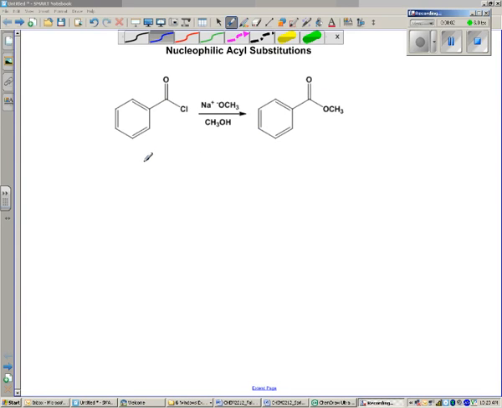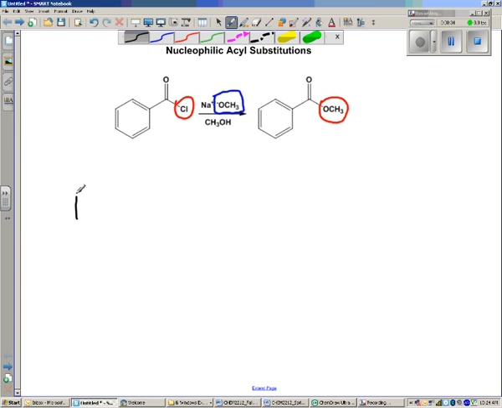Okay, in this video we're going to talk a little bit about a common reaction of carboxylic acid derivatives, like this acid chloride that we have shown here. That reaction is known as nucleophilic acyl substitution. Nucleophilic because there is a nucleophile involved, acyl because there is an acyl group, and then substitution because we are substituting out a leaving group and substituting in a nucleophile. So we're substituting something for something else.